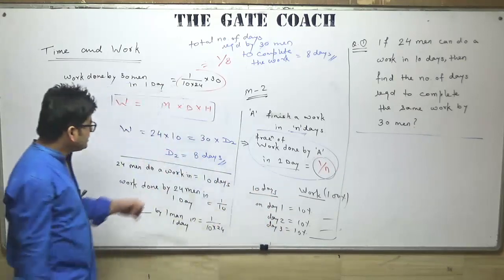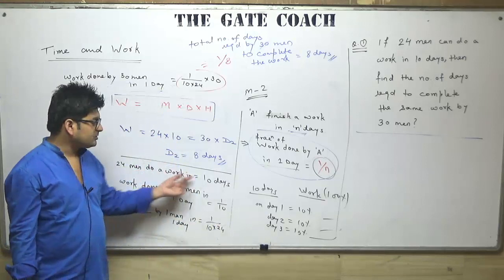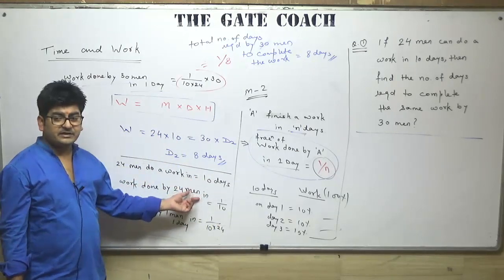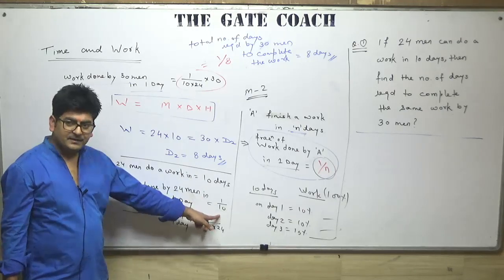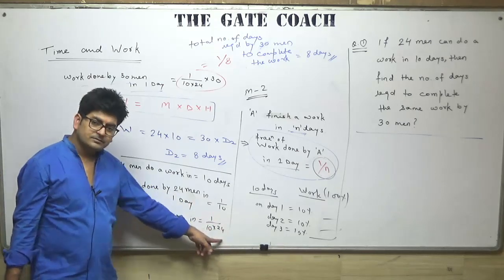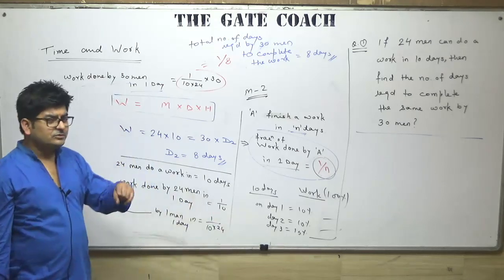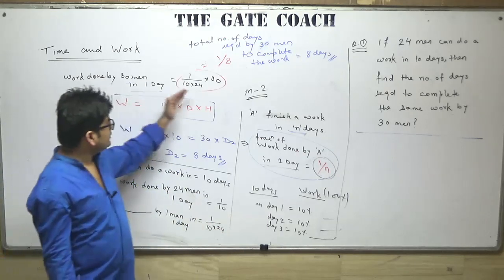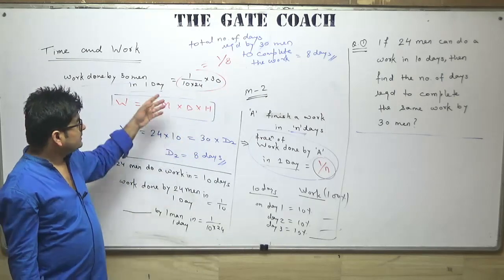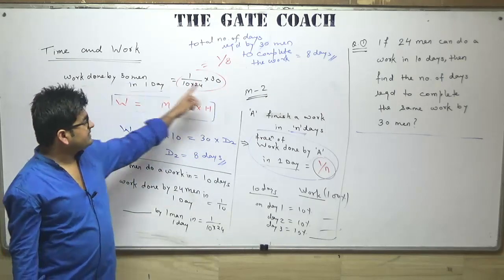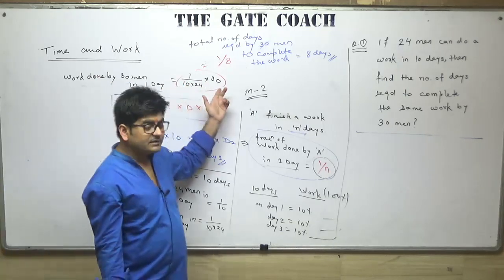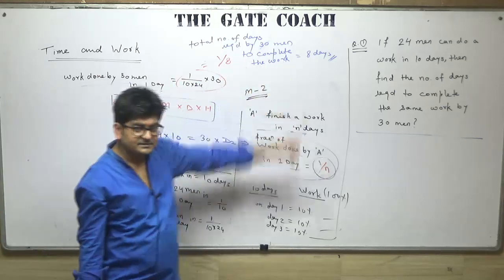इस क्वेश्चन की बात करें तो 24 मैन एक काम को 10 दिन में कर रहे हैं, तो वो 24 मैन एक दिन में कितना काम करेंगे 1 बाई 10. ठीक है, तो एक आदमी एक दिन में कितना काम करेगा 1 बाई 10 ओवर 24. तो 30 मैन एक दिन में कितना काम करेंगे 1 बाई 10 ओवर 24 इंटू 30. सो 30 लोग एक दिन में इतना काम करते हैं, तो इस काम को पूरा करने में कितना टाइम लगेगा 1 बाई रेसिप्रोकल ऑफ दिस, दैट इज 8 डेज.